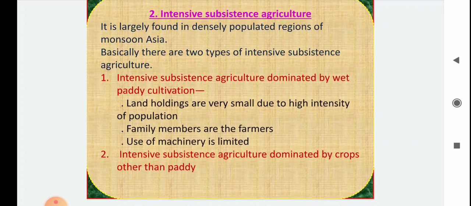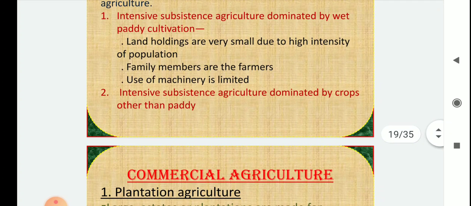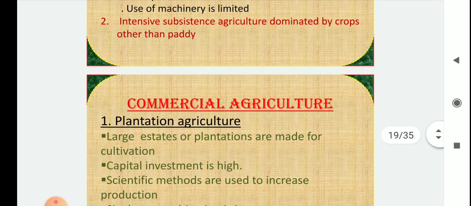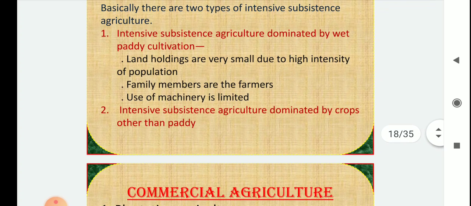Understood? Now intensive subsistence agriculture dominated by other crops. Here, students, it depends on climate, soil, and relief. Other crops are cultivated, and it is mainly practiced in Southeast Asia. Crops like wheat, barley, and soya bean are cultivated in this type of agriculture. In India especially, wheat is grown in the western part of the Ganga plain, and irrigation is also used in this type of agriculture. Different systems of irrigation are used. And Europeans introduced plantation agriculture.